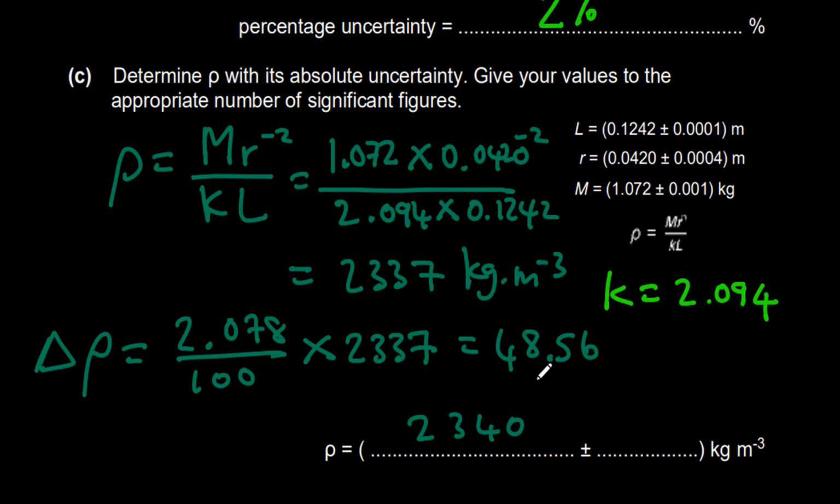Now, deciding on the appropriate number of significant figures. The absolute uncertainties here were all given with one significant figure, which means that we must round this so it has one significant figure. This is approximately 49, which is still to two significant figures. So our final answer will be 50. So our answer is with one significant figure then.